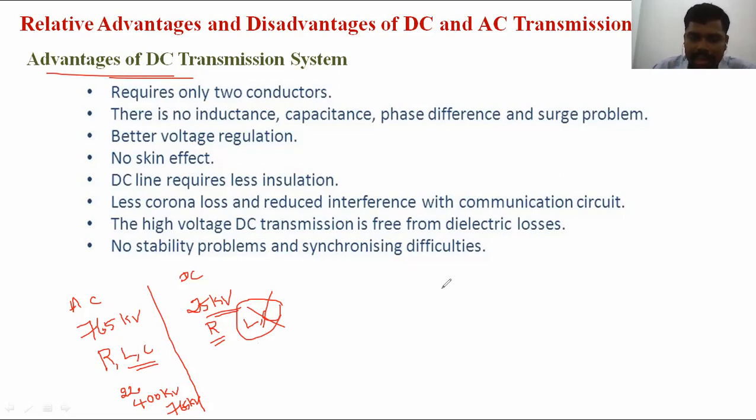That is, the ground acts as a return conductor. The supporting structure required is a pole, and its cost is also very, very less. Now you can see the advantages of the DC system compared to the AC system: it requires only 2 conductors, or a single conductor also can transfer the electric energy. For example, take electric traction, where only a single conductor is there.